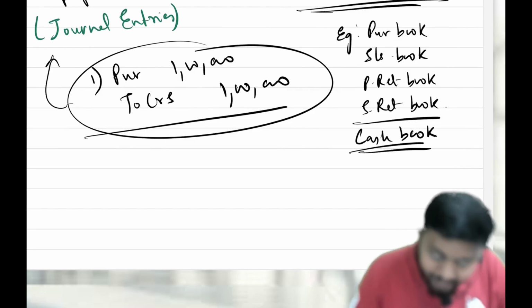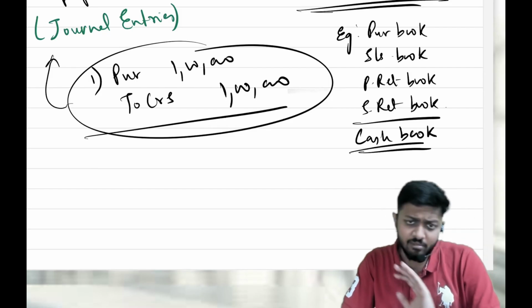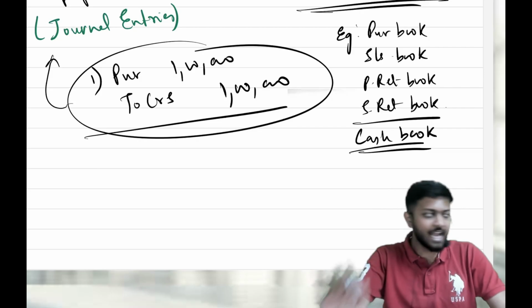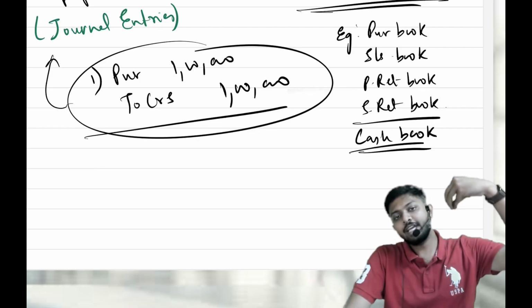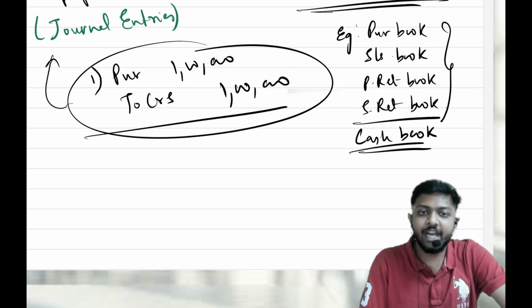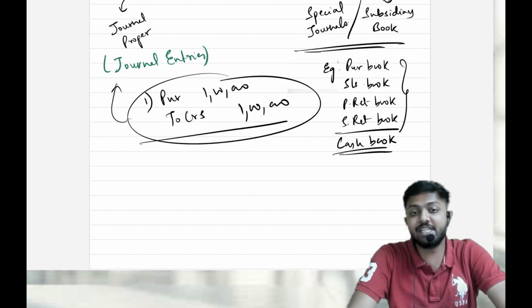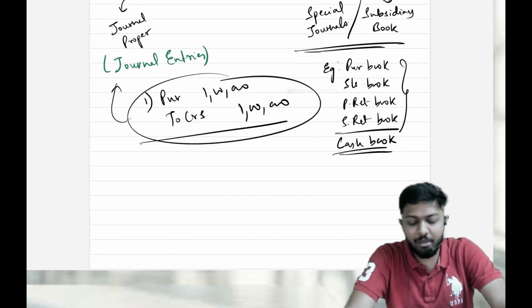Technically, the cash book records all the cash transactions, cash receipts and cash payments. Since it's recording cash receipts and payments, it is taking care of cash purchases and cash sales also. That's why here we record only credit transactions. And if you are purchasing a capital asset like furniture, all that will not come in the purchase book.